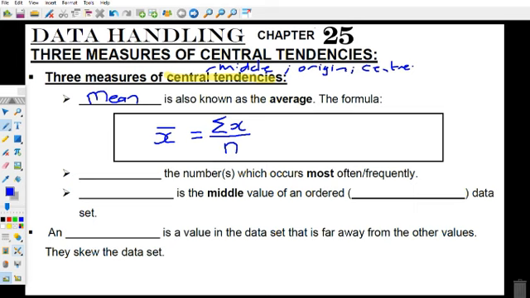When you say the sum, what does that mean? The plus. We add up everything. So that little symbol, the big sigma, means the sum. It means to sum everything up. That's all it means.